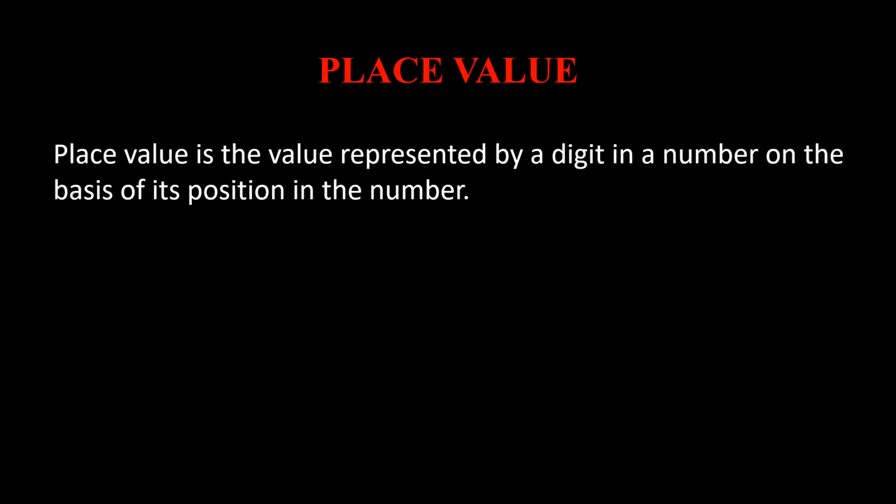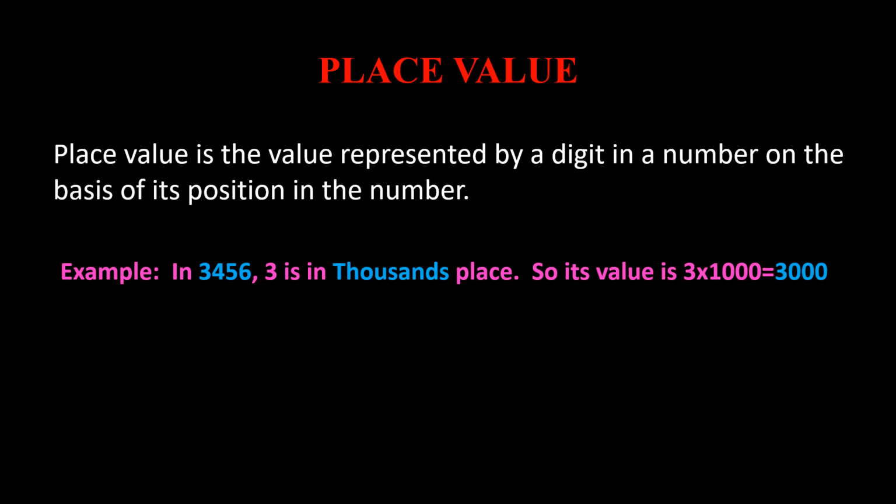Place value. Place value is the value represented by a digit in a number on the basis of its position in the number. Example, in 3456, 3 is in thousands place. So its value is 3 into 1000, 3000. 4 is in hundreds place. So its value is 4 into 100, 400.